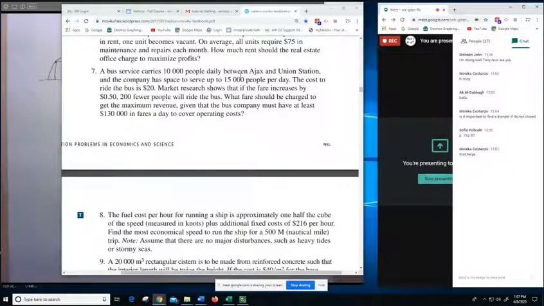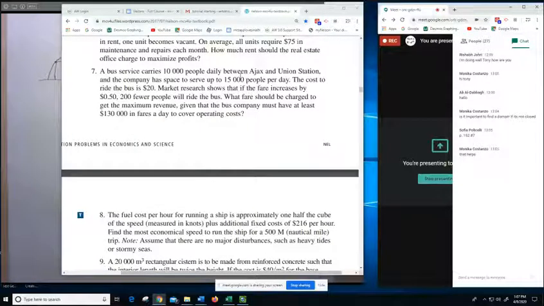So the cost to ride a bus is $20. Every time we increase by 50 cents, 200 fewer people ride the bus. What fare should be charged to get the maximum revenue, given that the bus company must have at least $130,000 in fare to cover the operating costs? Okay, so again here, we've got a bunch of things that are given. Let's see if we can figure out how to solve this problem.